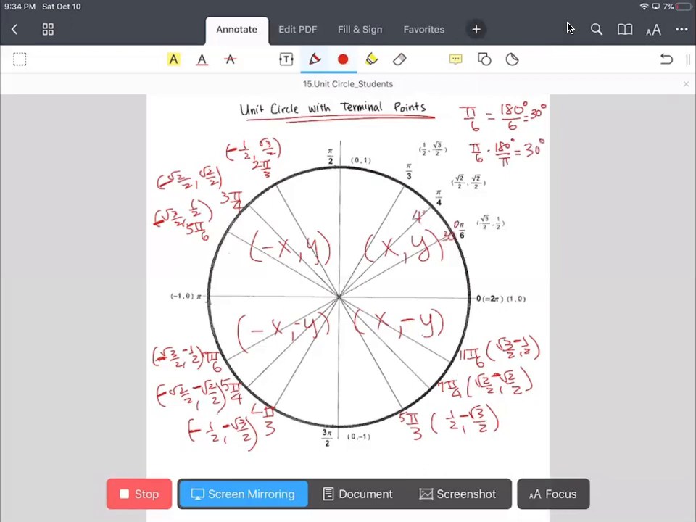So we're going to have 30, 45, 60, 90, 120, 135, 150, 180, 210, 225, 240, 270, 300, 315, 330. We know that 0 degrees is the same thing as 360 degrees, because a full rotation of a circle is 360, and 0 degrees and 360 degrees both share the same terminal point, which is 1, 0.